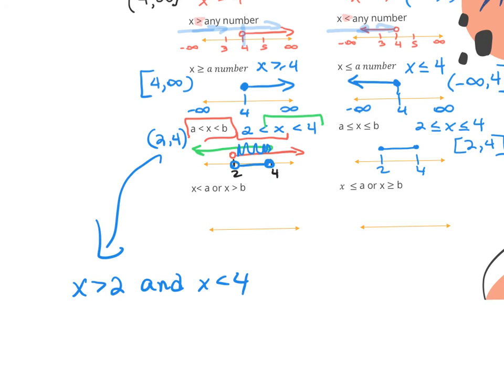However, for the or, let's do the same numbers. Let's do x is less than 2 or x is greater than 4. So again, if I were to graph this one, this would be open on 2, pointing towards negative infinity. And then this one would be open on 4, pointing towards infinity.